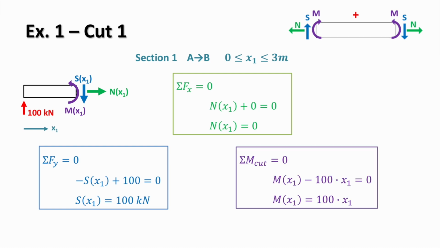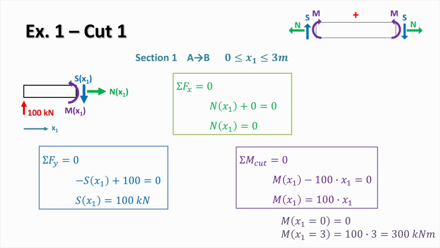And finally, we'll apply moment equilibrium around the cut. We do it around the cut because if we were to do it in any other location, we would have to take into account the internal forces exposed. And just in case we made a mistake with the shear force, we don't want to be dragging it throughout the equations. Plus, we would also have to use the whole equation for the shear force for this. So, doing moments around the cut, sum of moments around the cut equals 0, and we get that the moment, because it's anti-clockwise, so positive, minus 100 times x1 equals 0, and isolating the moment gives us that the moment equals 100 x1.